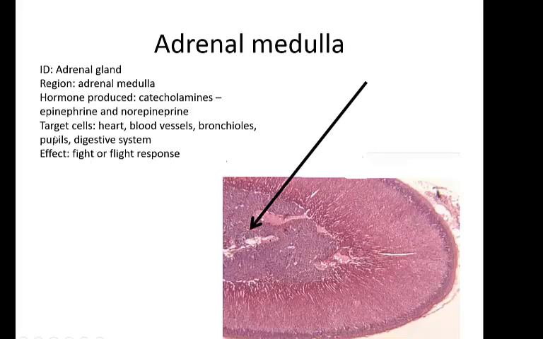And how they do that is they go to the target cells like the heart, our blood vessels, bronchioles, the pupils, the digestive system. And for instance, for the heart, they'd speed up heart rate. For the blood vessels, they would constrict blood vessels. For the bronchioles, they would dilate the bronchioles in the lungs. For the pupils, they would dilate your pupils so you could see better. For the digestive system, they would stop digestion altogether.